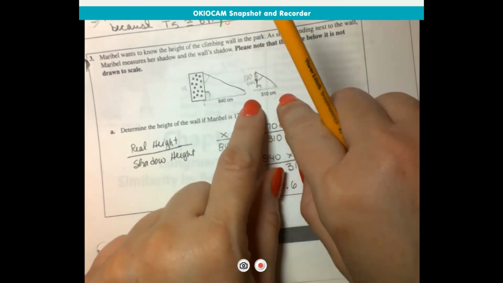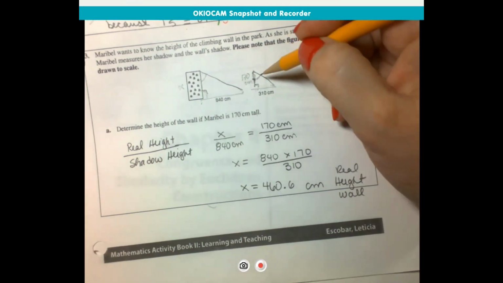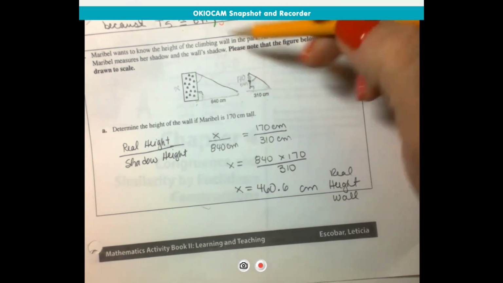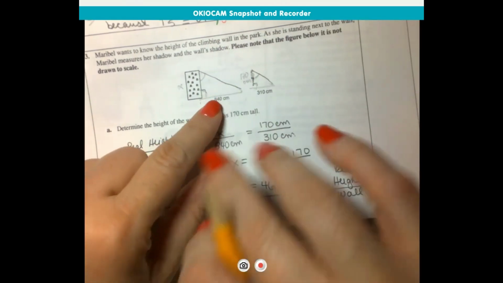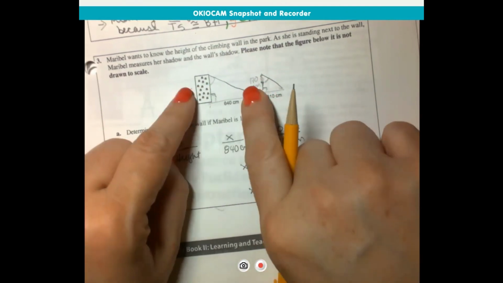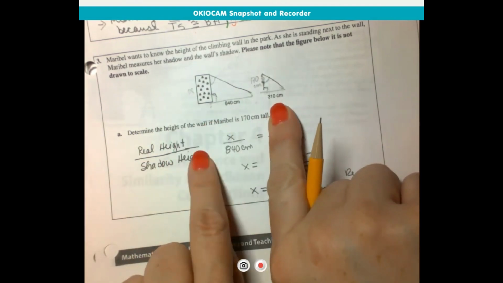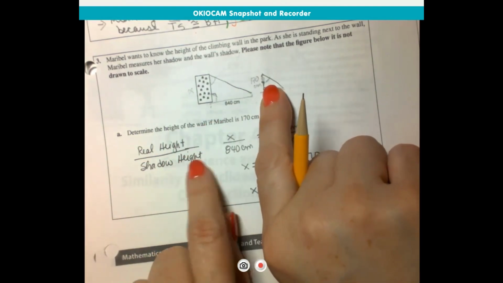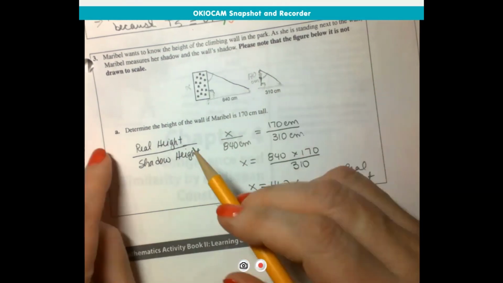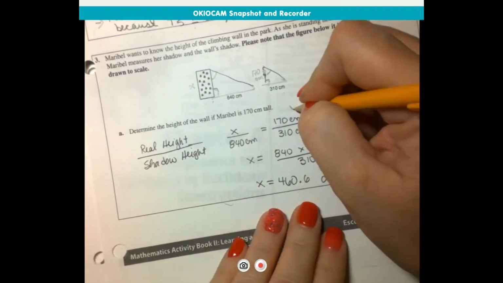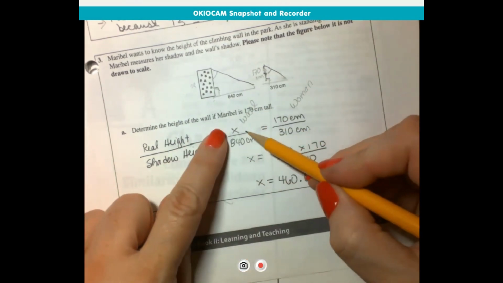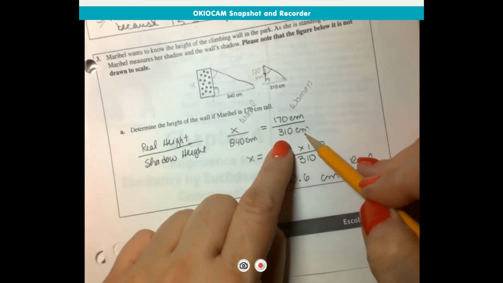And then we have the corresponding shadows. So we know that these two triangles are going to be similar because of angle. Okay, we know they're similar. So what do we need now? We're missing the height of the wall, so we need to find the common ratio. They give me the real height of the woman, but not the real height of the wall. And then they give me the shadow for both. So I'm writing real over shadow, real over shadow. This is of the woman, and this is of the wall. The real height, I don't know. This is the shadow.